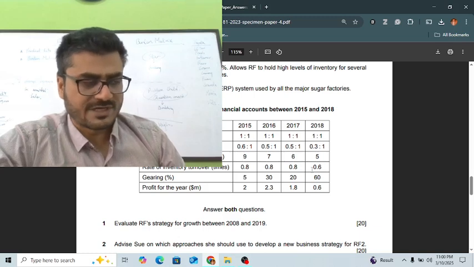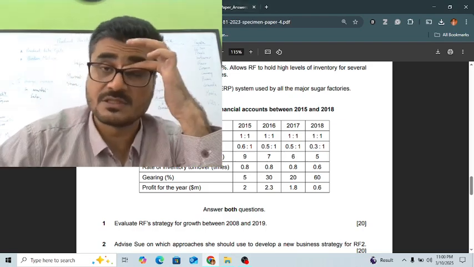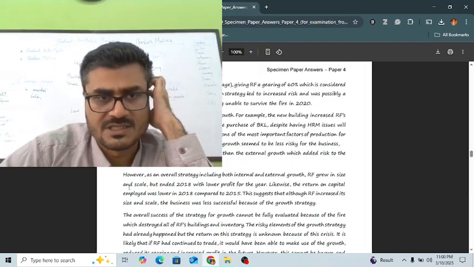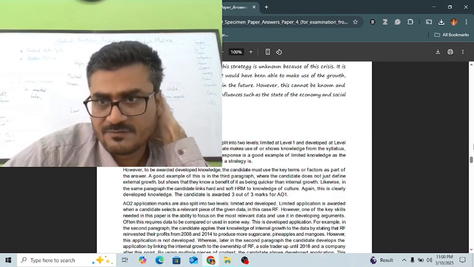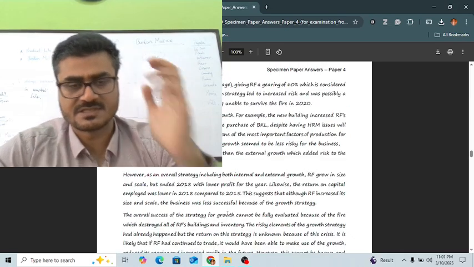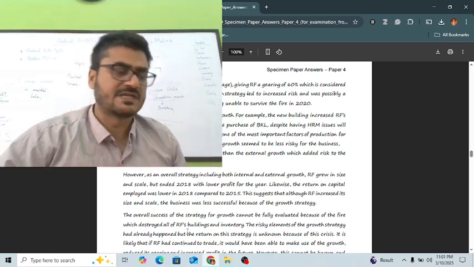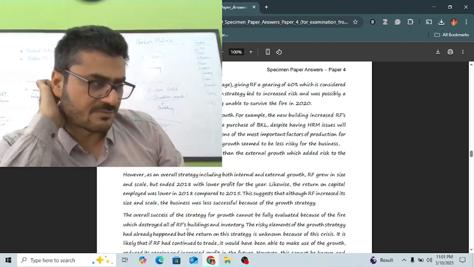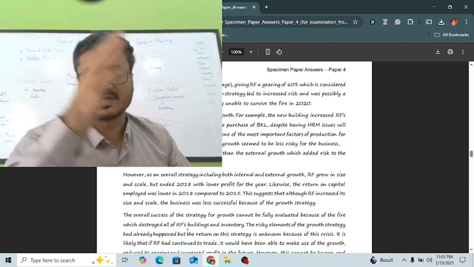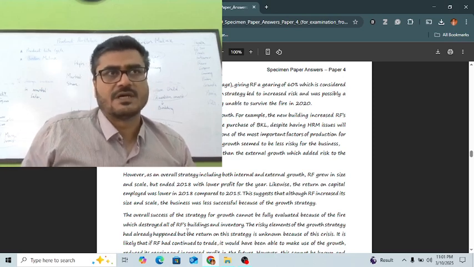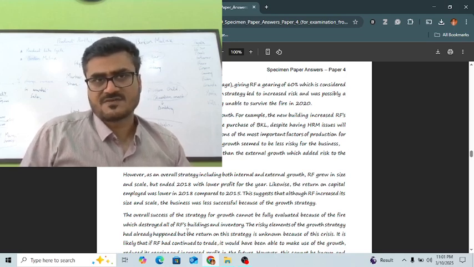why we should hold more inventories, and what are the benefits of holding more inventory. These can be discussed in your answer in your fourth point, and this is what he has discussed. And then in the final paragraph, on overall success, he discussed that the success of the growth strategy cannot be fully evaluated because of the fire which destroyed all the buildings. He concluded that at the end the fire broke out and burned all the inventory, so the success cannot be determined. But we have consistently evaluated our information and our analysis in the previous paragraphs as well.